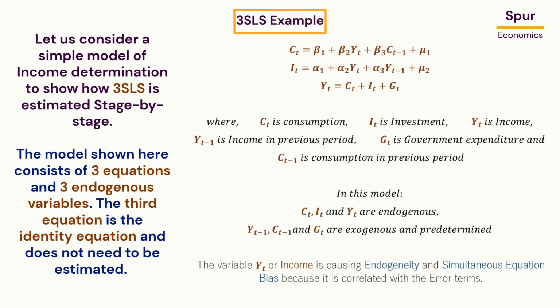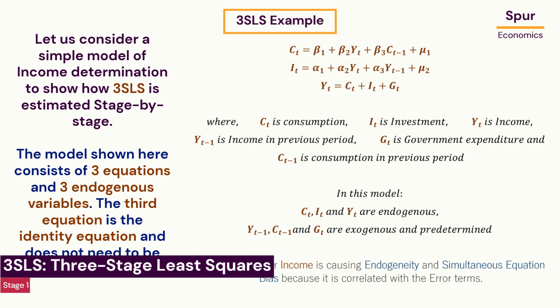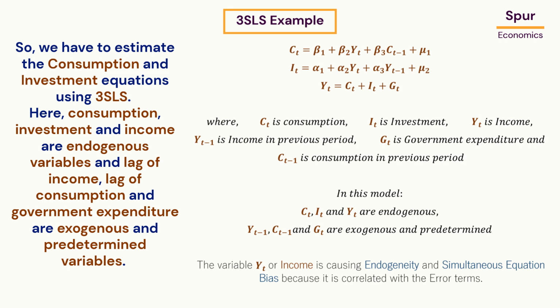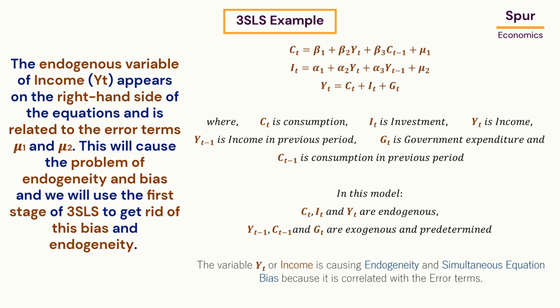Let us consider a simple model of income determination to show how 3SLS is estimated stage by stage. The model shown here consists of 3 equations and 3 endogenous variables. The third equation is the identity equation and does not need to be estimated. So, we have to estimate the consumption and investment equations using 3SLS. Here, consumption, investment and income are endogenous variables and lag of income, lag of consumption and government expenditure are exogenous and predetermined variables. The endogenous variable of income appears on the right-hand side of the equations and is related to the error terms mu1 and mu2.